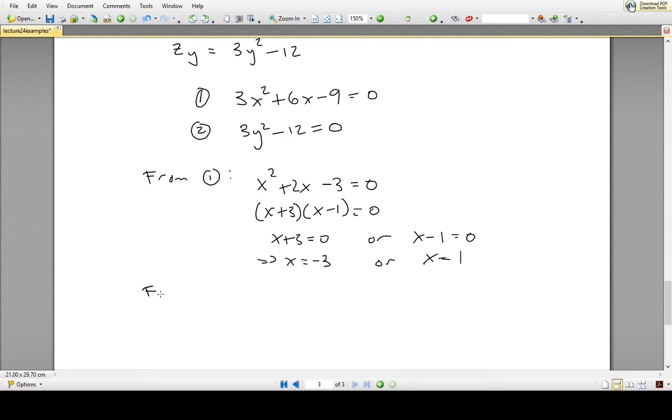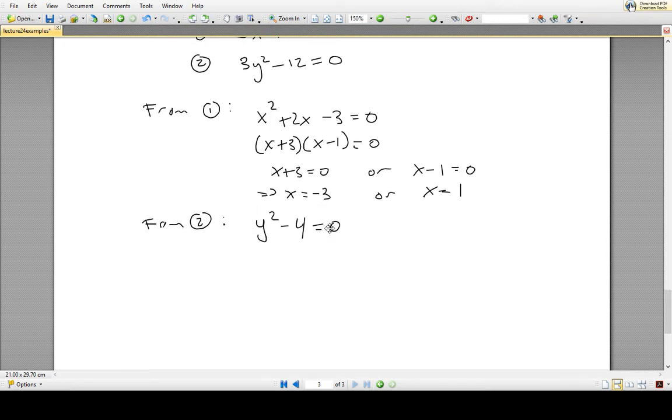From equation 2, we have that 3y squared minus 12 equals 0. I can divide both sides of this equation by 3, and I end up with y squared minus 4 equals 0. I could just bring the 4 over to the other side and get y squared is equal to 4, which means that y is equal to plus or minus 2. So what are the critical points?